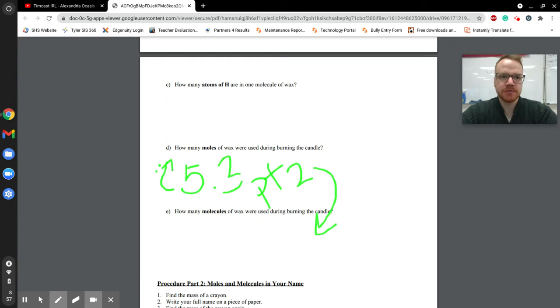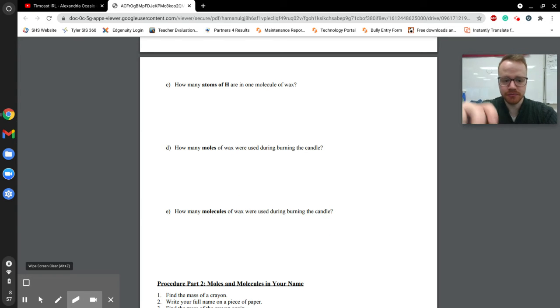What I want you to do here is I do not want you guys to solve D and then use your answer in D for E. I want you to start both D and E with the mass that you calculated, that difference in mass of the candle, the amount that basically burned off. I want you to use that mass and start with that for both D and E. Do not use the answer you found in D and start there at E, okay? So I'll just say that. Just start with the mass for both D and E, okay?